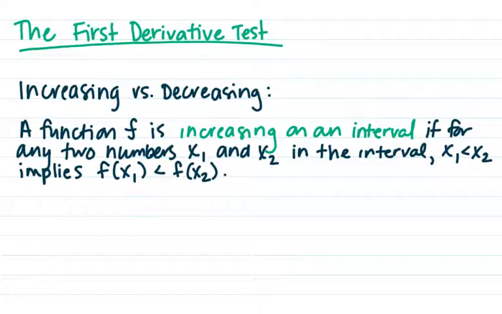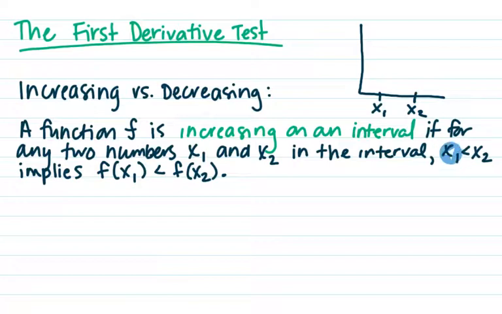So this is, again, just a fancy way of saying, as we move on a graph, we have this x value that comes first and then this x value that comes second. If this one comes first, then the y value of that one would be less than the y value of the one that comes second, which implies, of course, that the function is increasing or going up to the right. So our definition for decreasing on an interval is very similar to this.